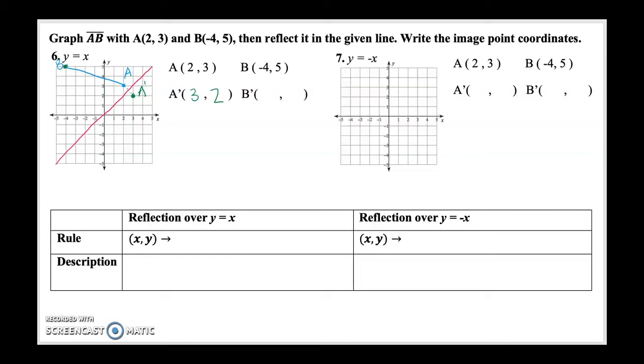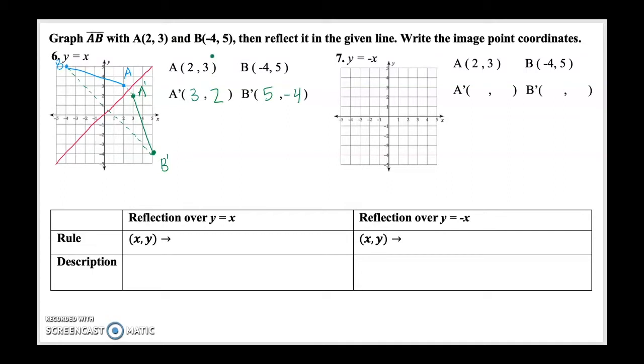And then B, if I'm going perpendicular across, would be this way. So it's going to end up over here at 5, negative 4. Right, and if you wanted to verify, like if this were on paper, you could fold it along that line, and those things should match up.